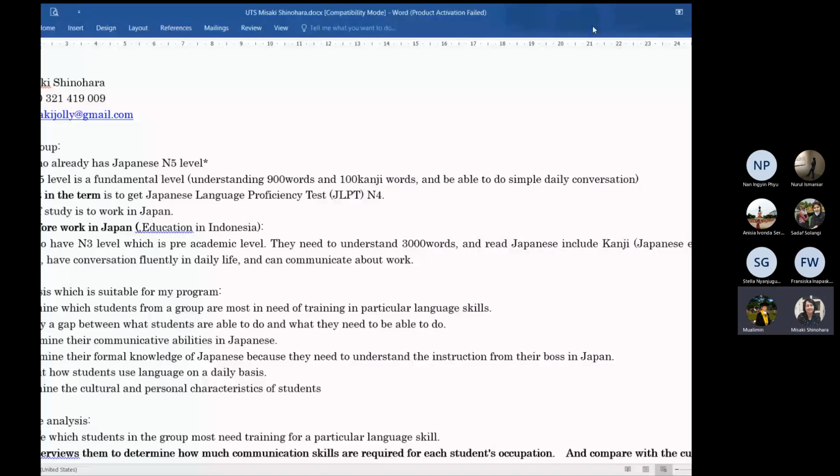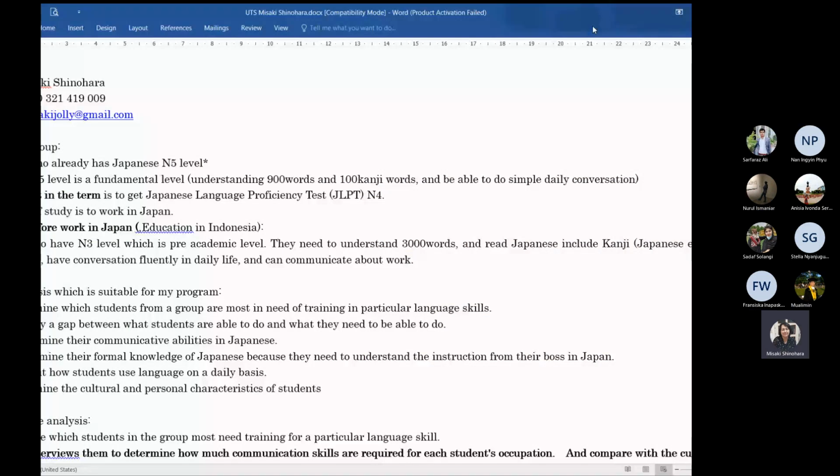N5 level is really the foundation level. I show it in the word like this. They only have 900 words and 100 kanji, and they can do daily conversation. So I focus on the conversation. Then their target is to get the Japanese Language Proficiency Test.